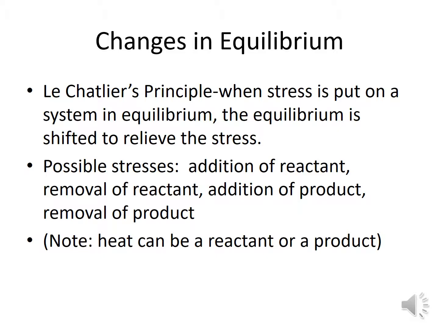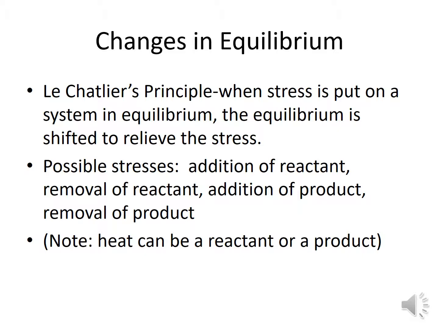Addition of a product means now the stress is that you have too much product. You need to shift to the left to have less product and more reactant. Removal of product means you have too little product, and so you need to shift to the right to make more product. So when stress is put on a system in equilibrium, the equilibrium is shifted to relieve the stress.